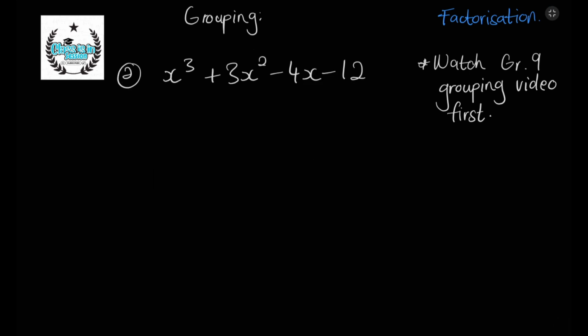Let's try x cubed plus 3x squared minus 4x minus 12. Let's write them in pairs. We have x cubed plus 3x squared. Now let's take out the highest common factor from both pairs.